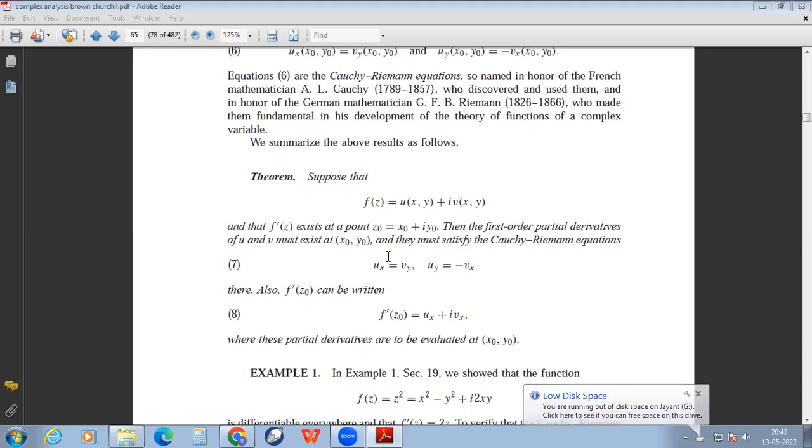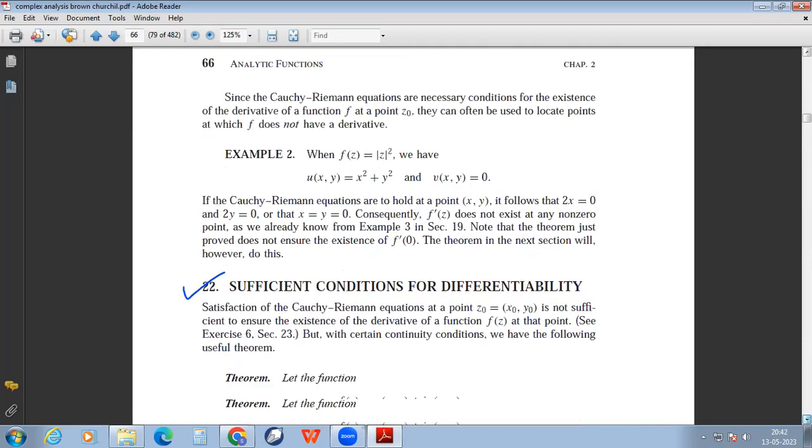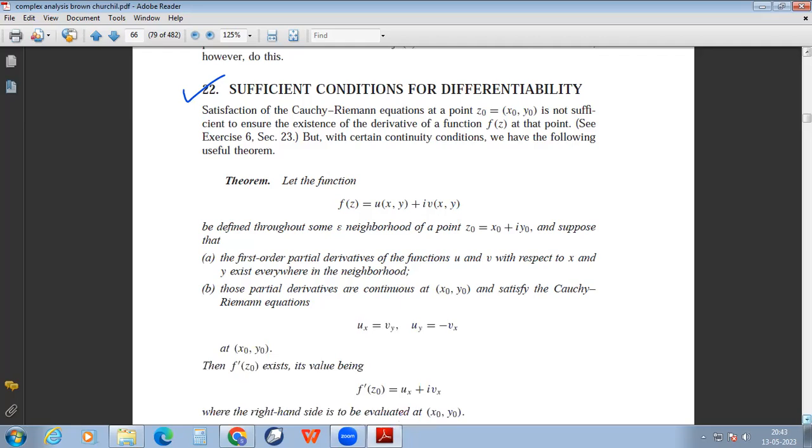Now these conditions are not sufficient for f dash to exist. Though u, v are differentiable partially with respect to x and y, and though they satisfy Cauchy-Riemann equations, it is not sufficient for f to be differentiable. That is why separately we study the sufficient conditions for differentiability. Already we have seen this theorem also. So let us have a quick look.